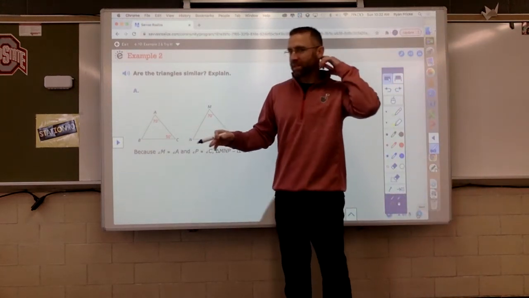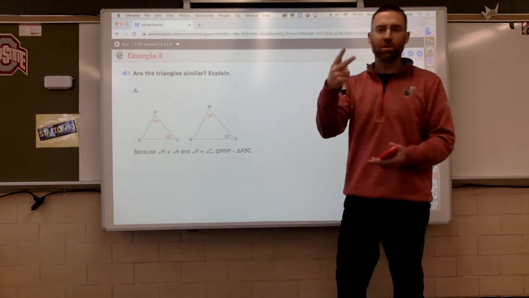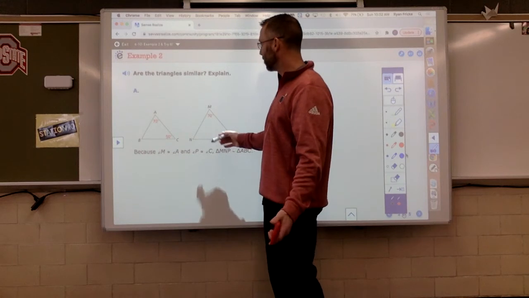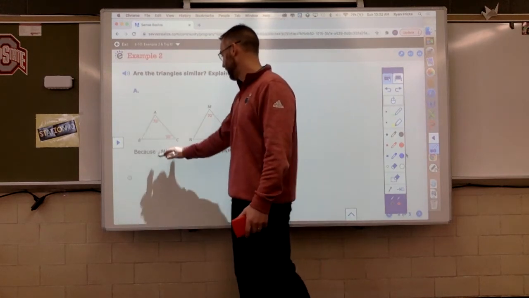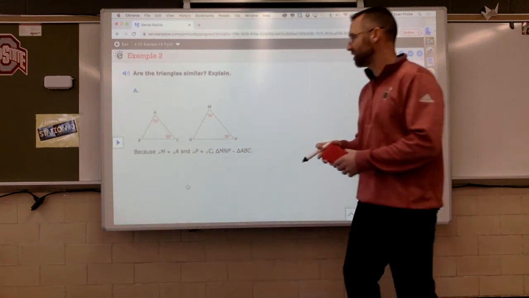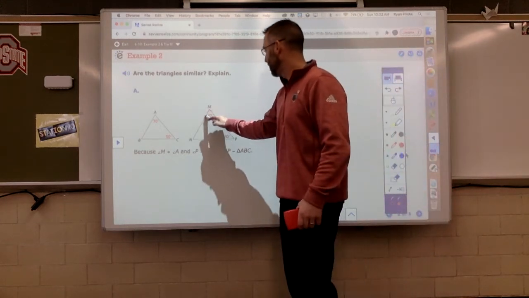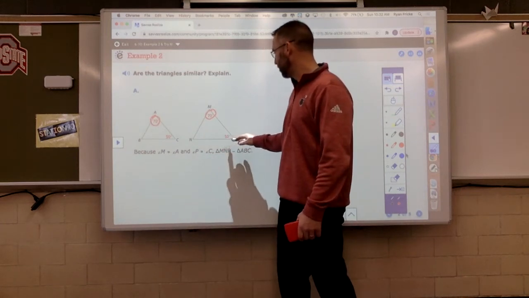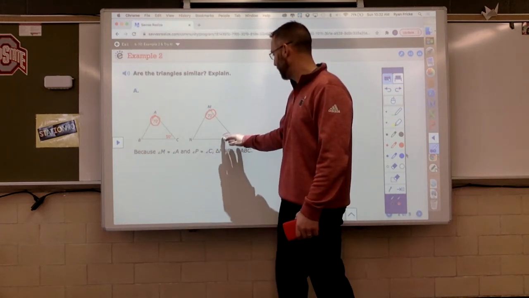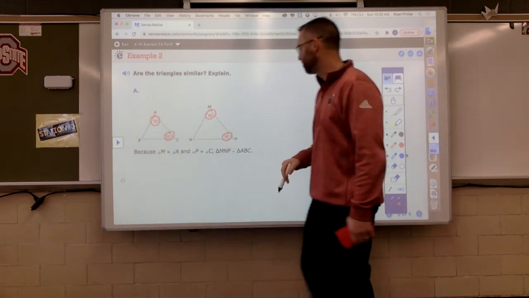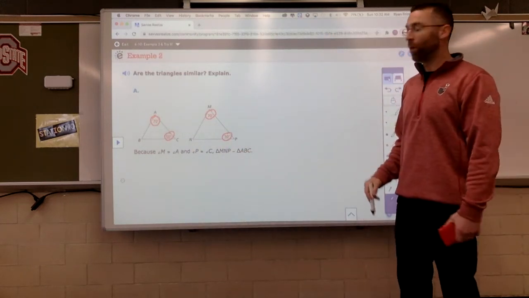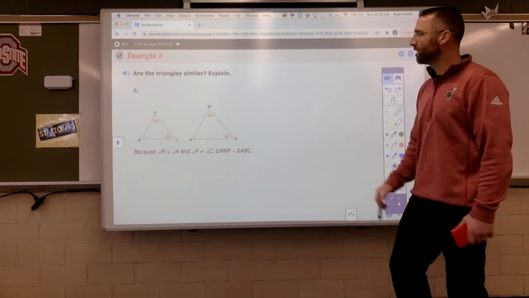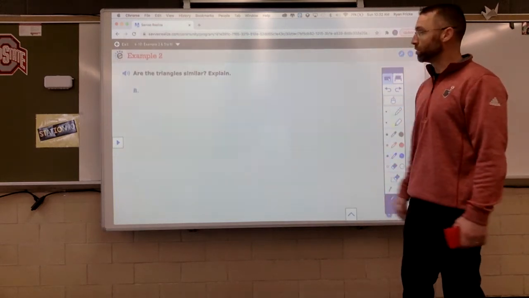Well, first off, folks, if they're similar, we need two pairs of congruent angles. The way it's labeled, it says because angle M is congruent to angle A, and angle P is congruent to angle C, that means they're similar. Why? Because they have two pairs of congruent angles. That's easy.